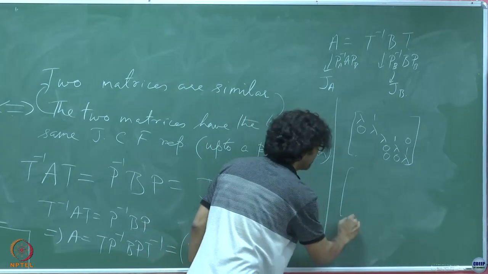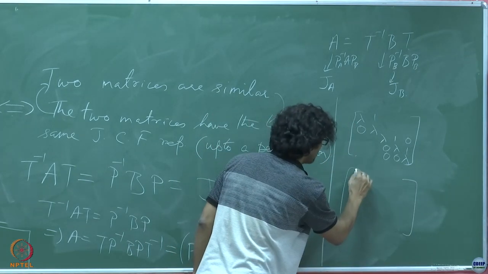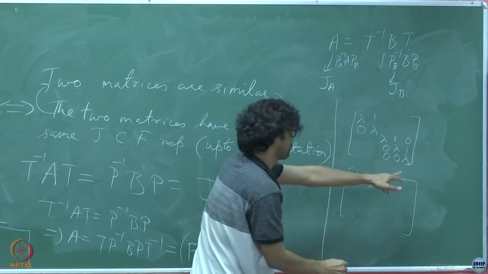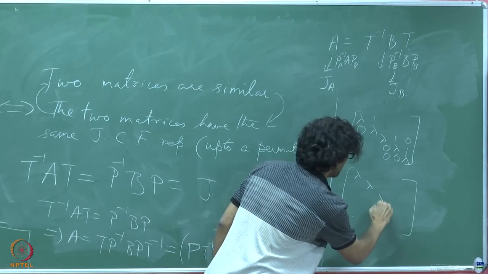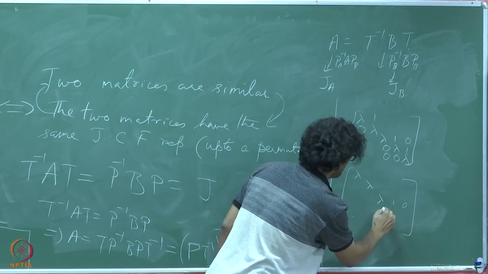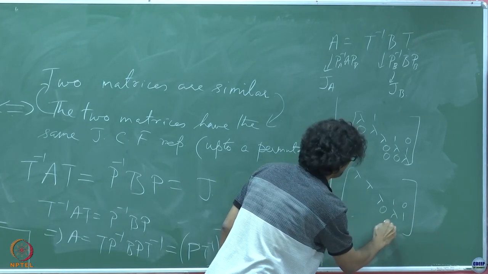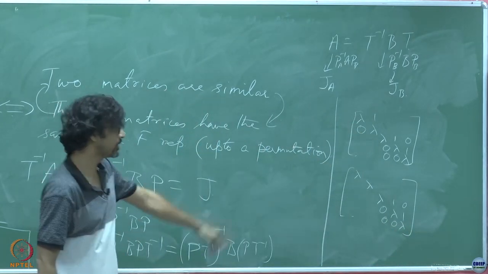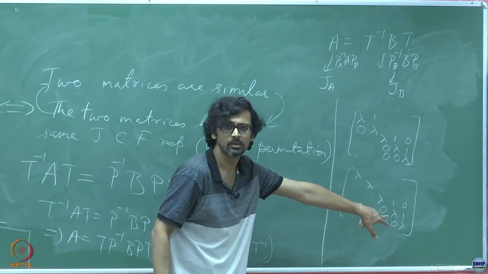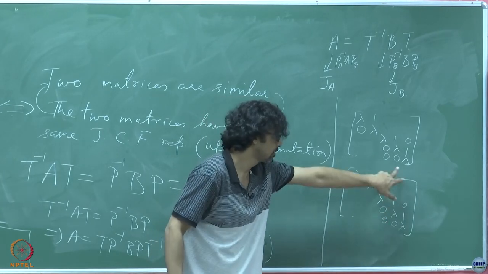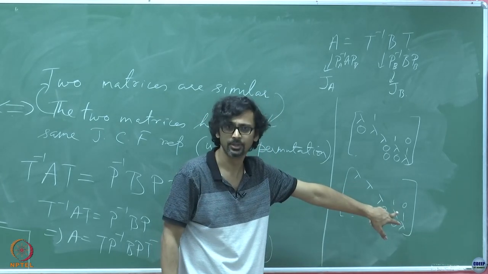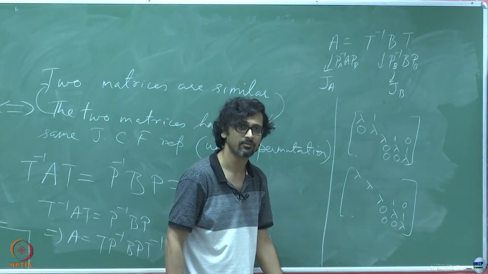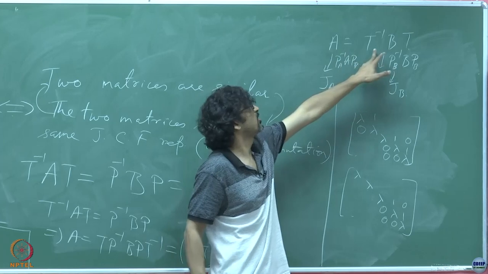And suppose you have another one where you have lambda 0, 0, okay, lambda. Let's not write the other zeros. So we can just have lambda 1, 0, 0, lambda 1, 0, 0, lambda. You agree that both of them have the same minimal polynomial, which is (x minus lambda) cubed. Both of them have the same characteristic polynomial, (x minus lambda) to the power 5. That they have to have, because they are similar.